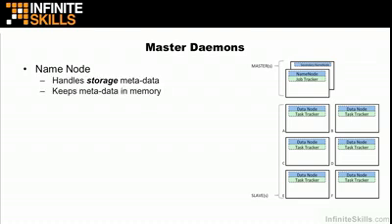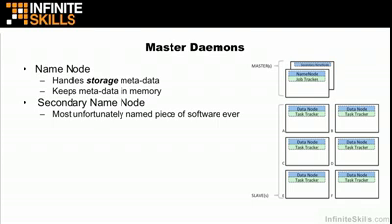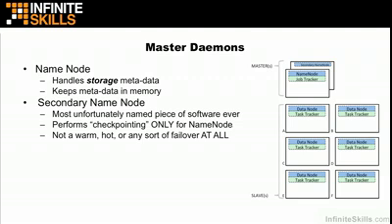It keeps all that metadata in volatile memory for fast lookup, but it also persists the data to disk. The secondary name node is perhaps the most unfortunately named piece of software ever. It simply performs a checkpointing function only for the name node. It is not a warm, hot, or any kind of standby mechanism at all. It also uses as much memory as the name node.